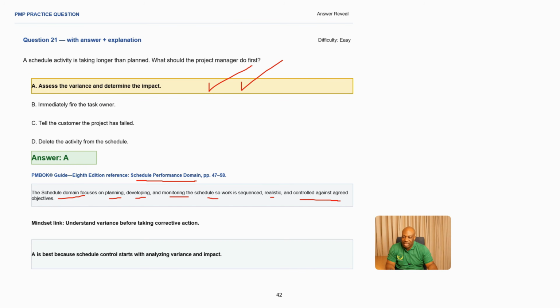So what is our mindset that we're using to eliminate? You might have seen it. You need to understand the variance before taking any corrective action. This is very important. What you're supposed to do first is to understand, okay? Understand what is causing this to take longer than planned. Then you can come up with a solution, making A the best answer in this scenario because schedule control starts with analyzing variance and also impact.